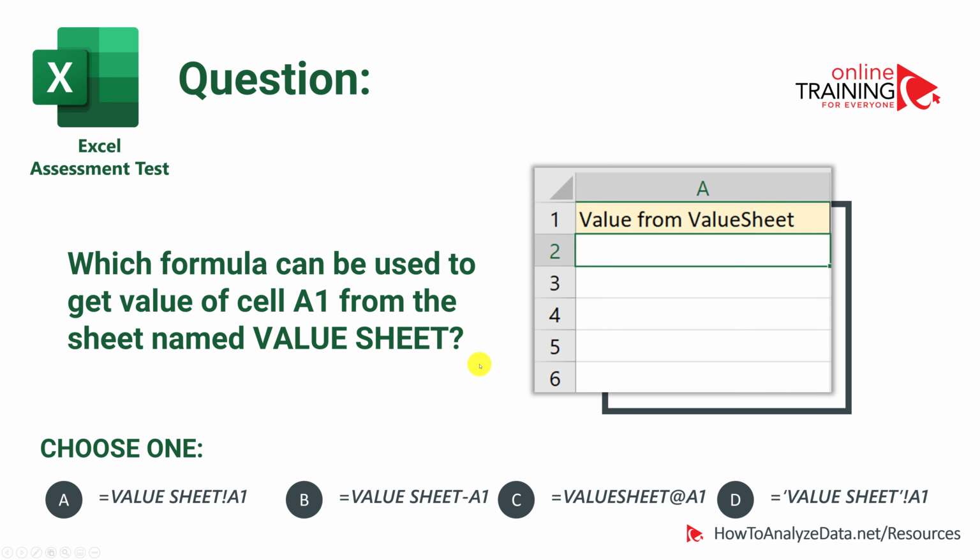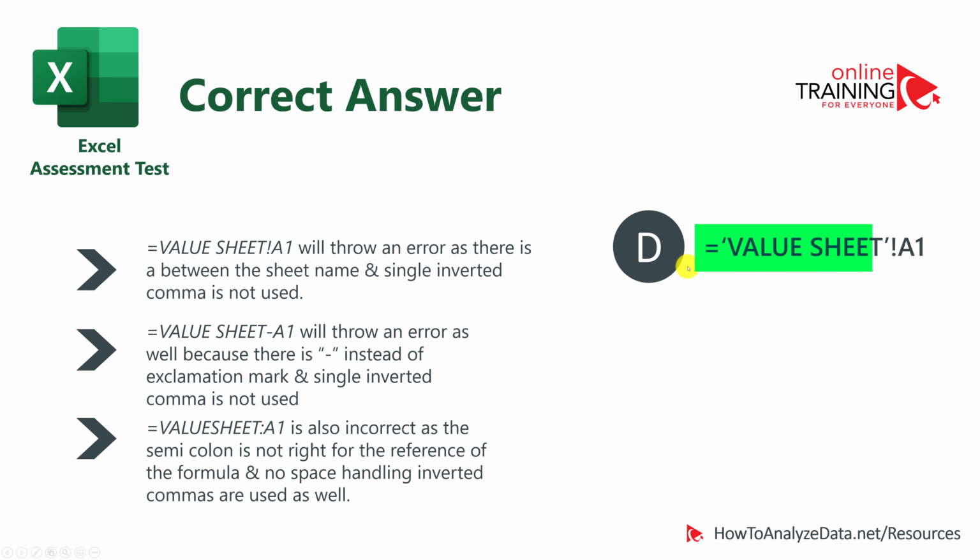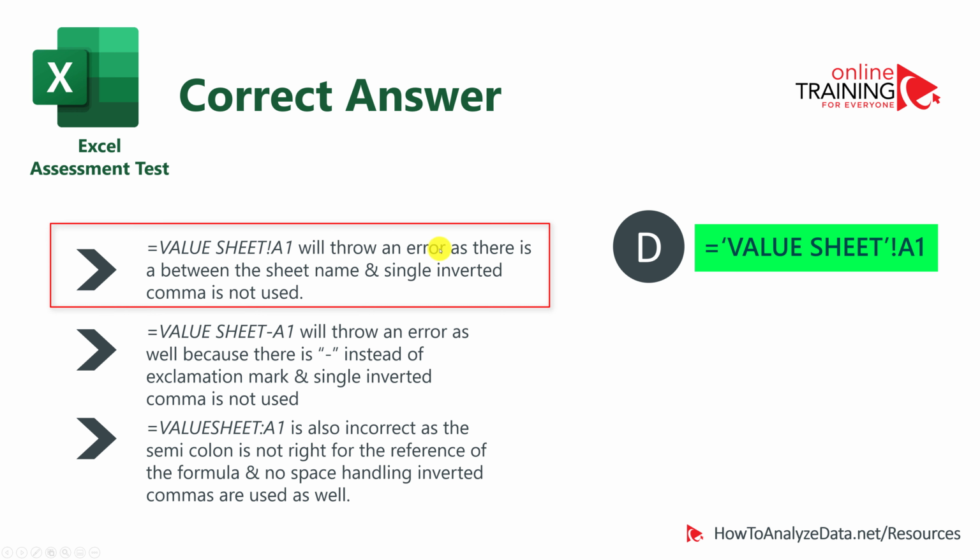And as we go back to the document, you see that the correct choice is value sheet in single quotes A1, which is choice D. And it explains here why other choices are incorrect and what's going to happen if you use those. In the case of value sheet A1, it's going to show an error because you cannot use space. And if you use space in the sheet name, then it has to be in single quotes.